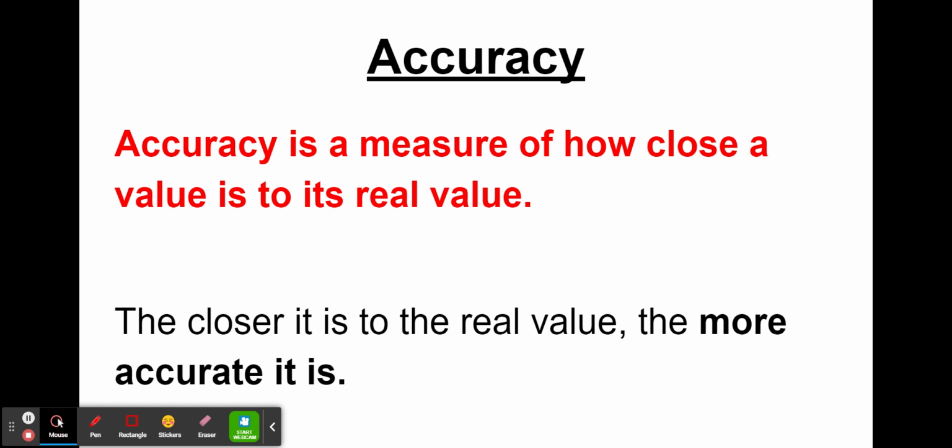When we talk about accuracy, it means that accuracy is a measure of how close a value is to the real value. And so what that means is the closer the value is to the actual real value, the more accurate it is. That also means, though, that the further away a value is from the real value, the less accurate that value is.